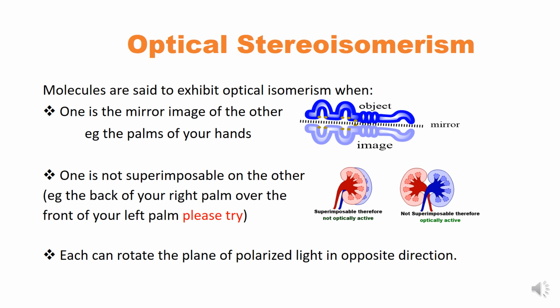Further on, the molecule must not be superimposable on the other. For this, the only way you will understand, apart from the image we have shown here, is to put the back of your right hand over the front of your left hand. You see that the thumbs are pointing to two different directions of your body. They can never merge as they would if you put the fronts of your palms together. So the left palm and the right palm, when put over in reverse order, that is the back of one palm over the other palm, display non-superimposability.